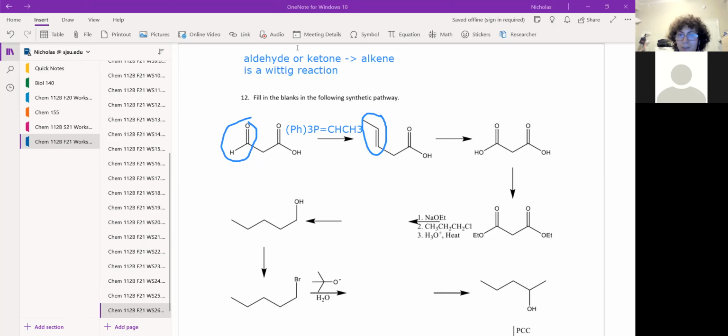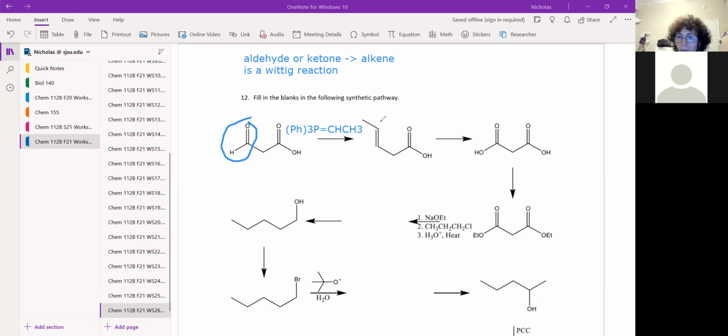And it uses a reagent like this. The only difference is that this will be different depending on the alkene you form. If it was just a methyl group on the alkene, then it would just be CH2. If it was three carbons, you'd put three, it just depends on what you're trying to make. All right.